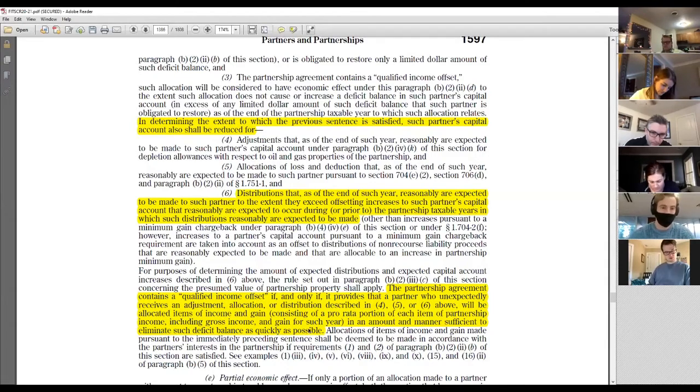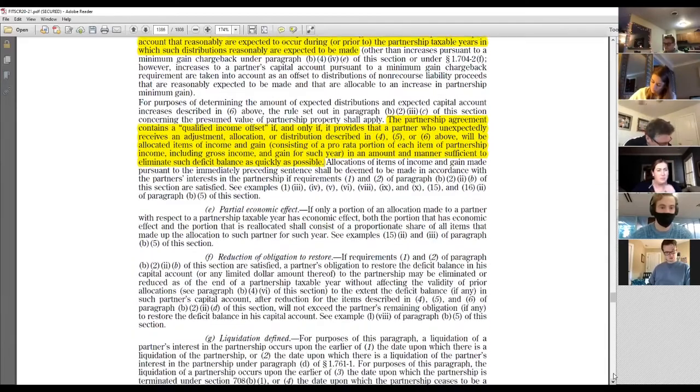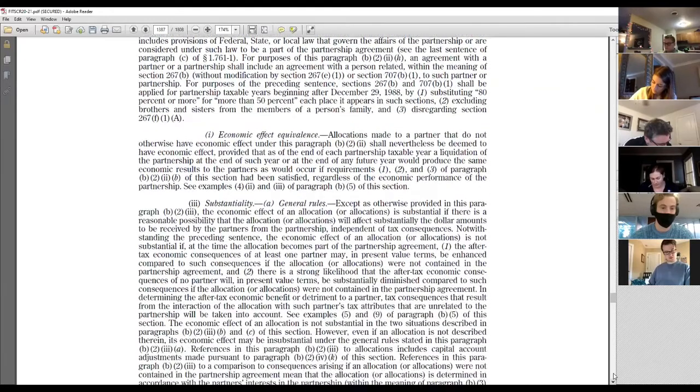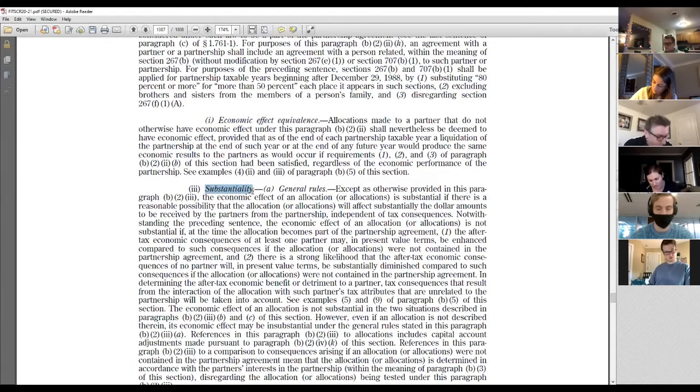Okay, well, now we have to go to substantiality. So once we have economic effect, then we move on to substantiality, and that's found in -1(b)(2)(iii), right here. Before we get into the details, and this is more difficult regulation language that we'll be dealing with, let me try to explain what the problem is here.